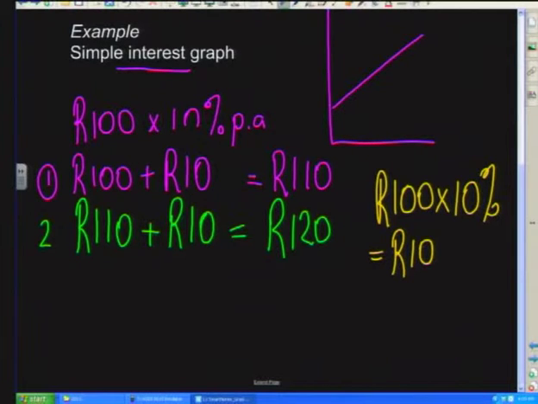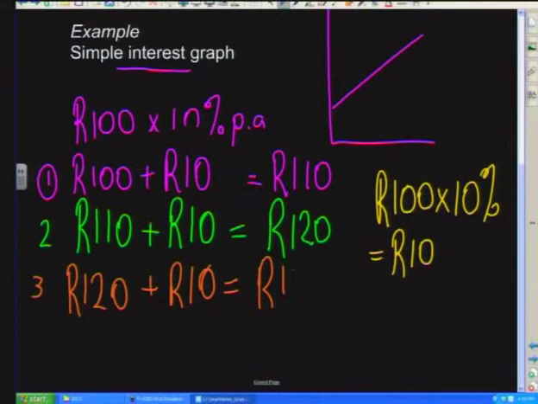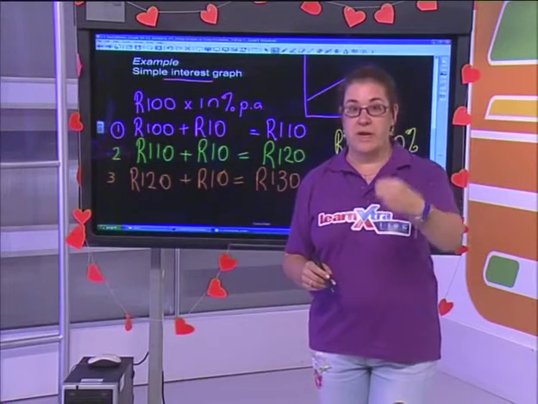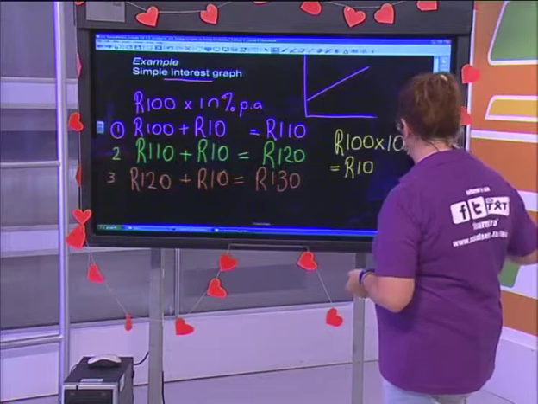And can you see that it goes up at a constant rate? If I had to do year 3, let's just quickly do year 3. So we've now got 120 Rand in the bank, plus the 10 Rand, and we're now going to end up with 130 Rand. So all I'm doing every year is adding 10 Rand. It is a constant amount relationship, direct relationship and constant amount.